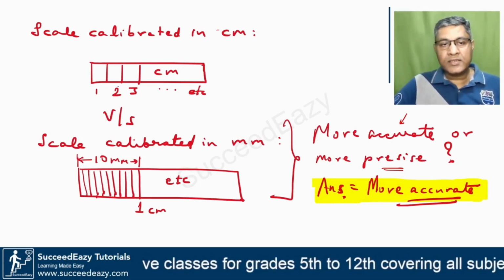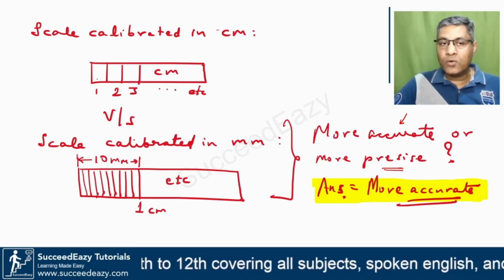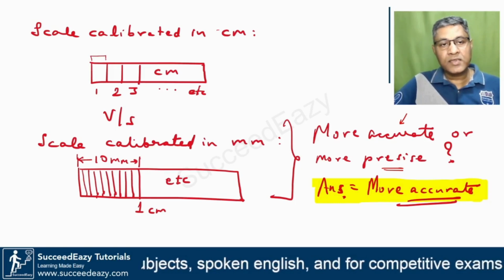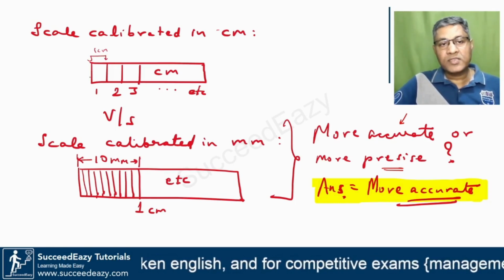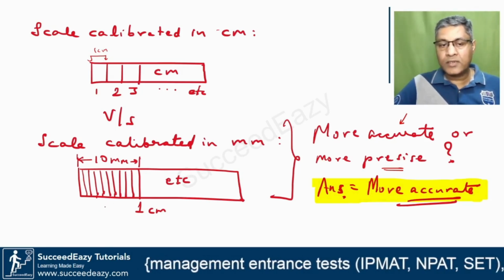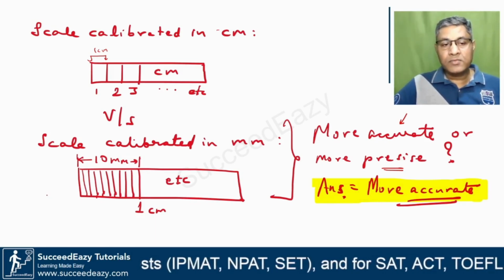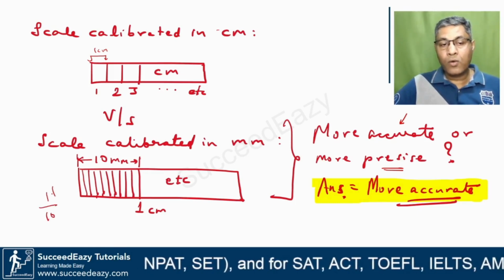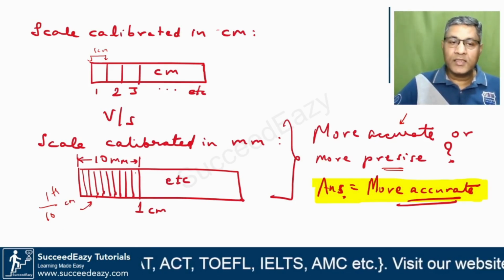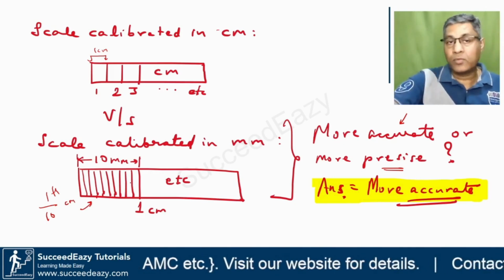That means in this scale there are no divisions. The least count of this scale, if there are no further divisions to the centimeter, will be 1 centimeter, because that is the least distance that we will be able to measure from this scale, isn't it? The other scale will be more accurate. Why? Because each centimeter is further subdivided into 10 millimeters. That means we'll be able to measure 1/10 of a centimeter using this, and therefore we will say that this scale is more accurate. Mind you, accurate and not precise.